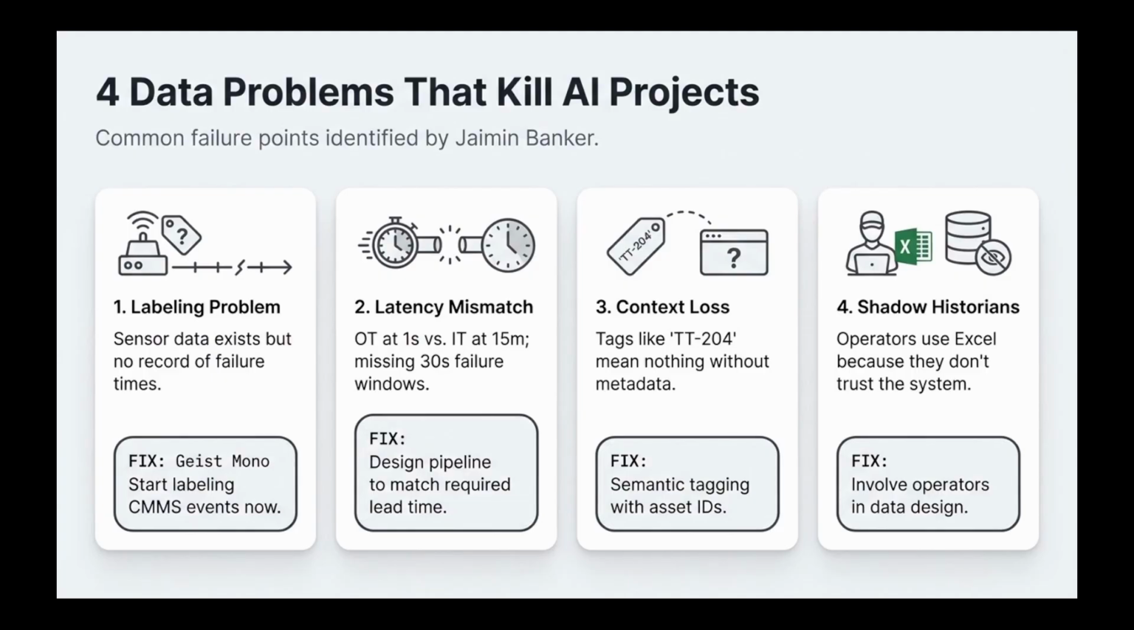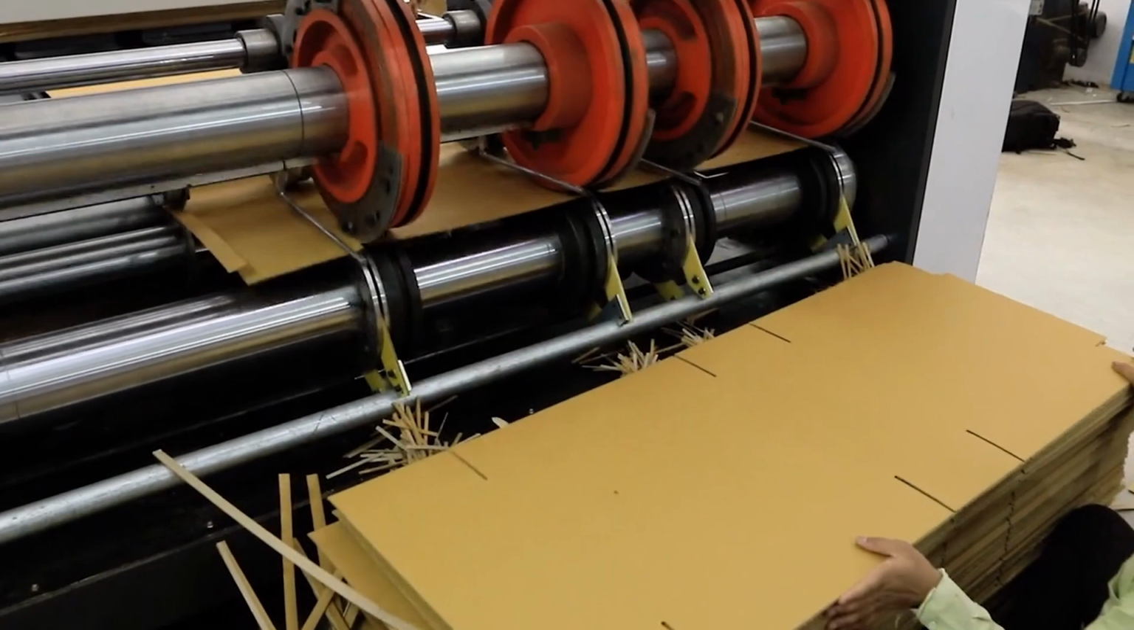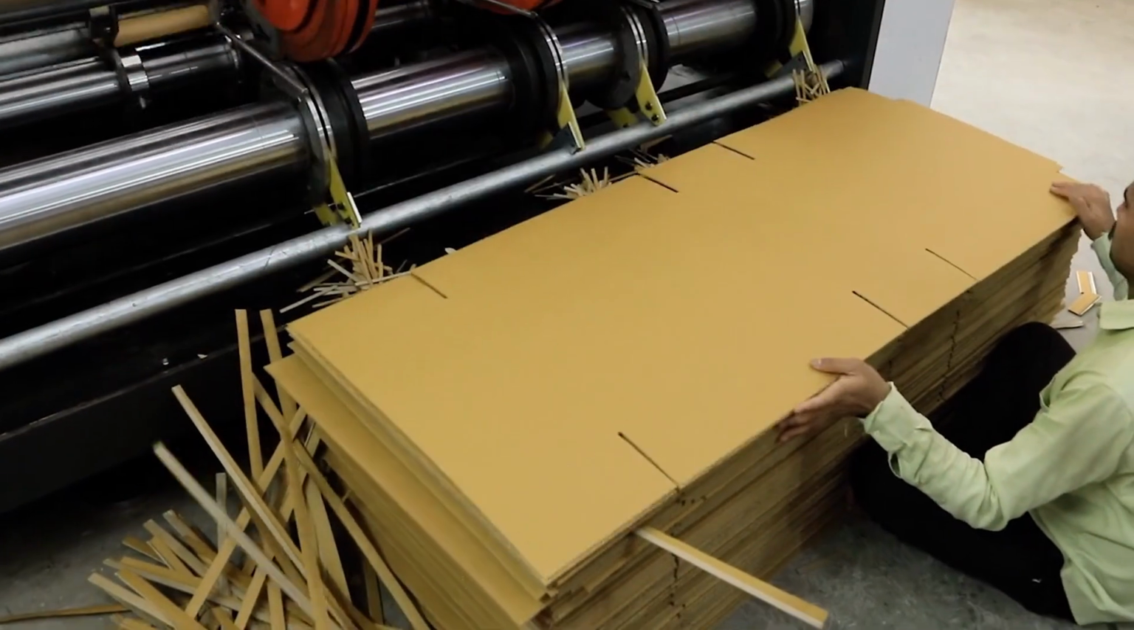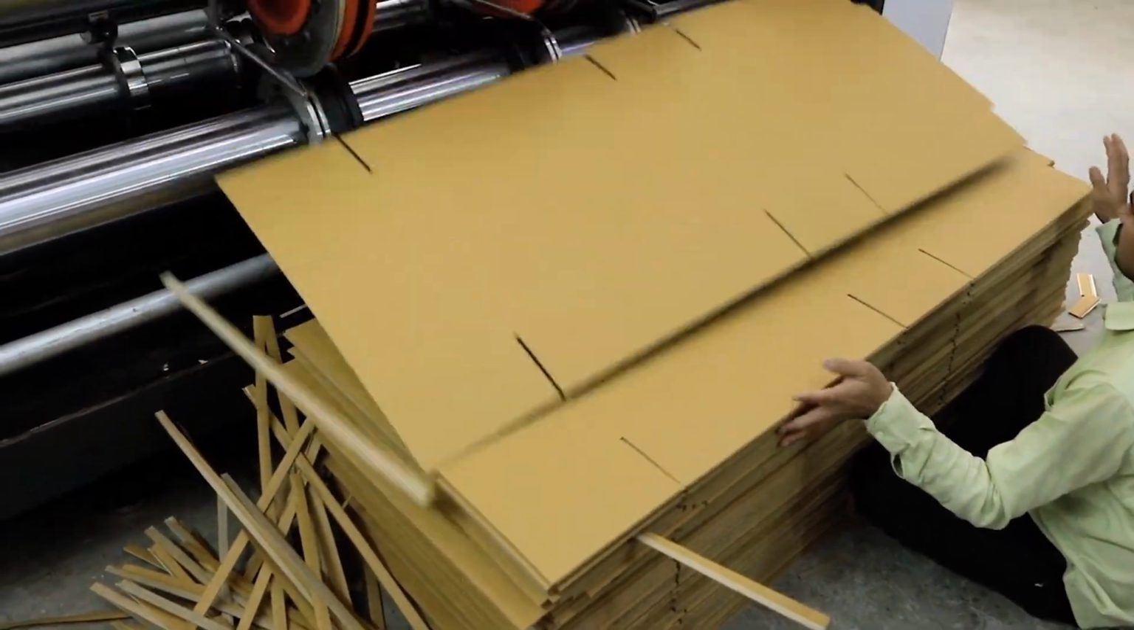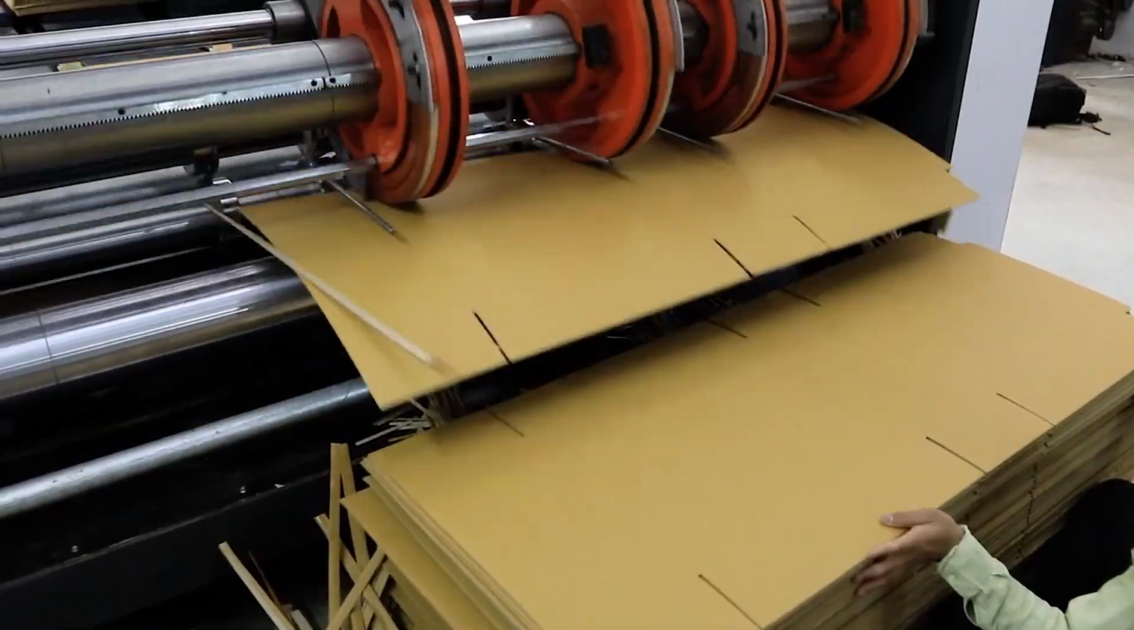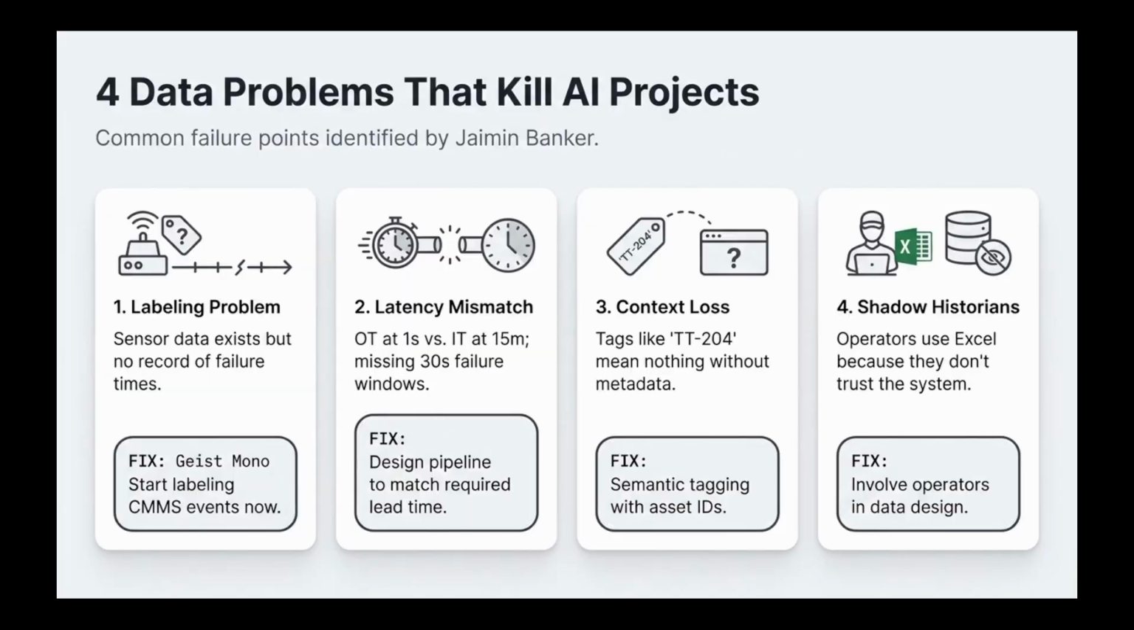So this is the semantic tagging work I mentioned in the OPC-UA lecture. Every tag needs asset ID, location, parameter type, and engineering unit as a minimum. It's tedious work. Yeah, it's definitely tedious. It's not an exciting thing, but it's the work that makes the difference between a model that works and one that doesn't work. Now let's move to the last problem, the shadow historian.